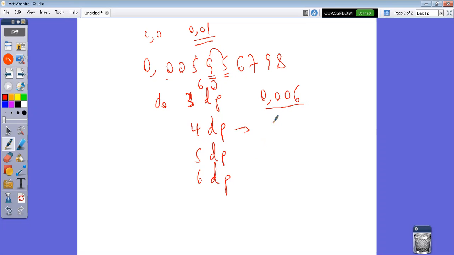So it means our answer is almost similar, 0.0060, because they have to be 4 digits after the decimal place. Clear? Though in terms of value, it's the same with this. Now to 5 decimal places. 1, 2, 3, 4, 5. Can you see that? Then you add where? 1 there. So what's the answer? 0.005.